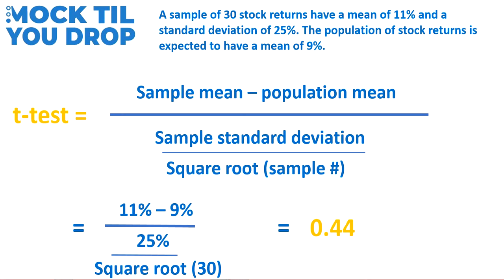0.44. So you're probably wondering, what does this t-test value of 0.44 mean? Well, if you remember, I said that we would go over the critical value of 2.045 in more detail. So this t-test value of 0.44 is going to be compared to that critical value of 2.045 to determine whether or not we reject or accept the null hypothesis. But before we come to that conclusion, let me go over how we can determine the critical value.